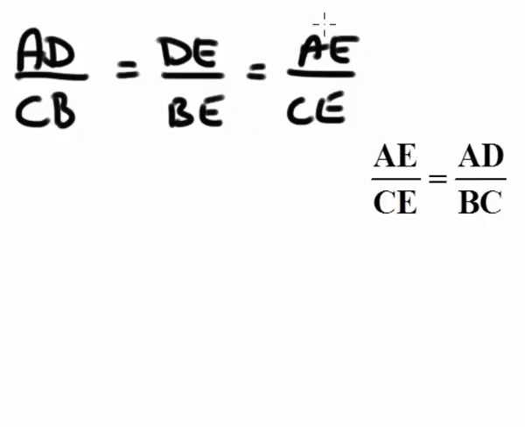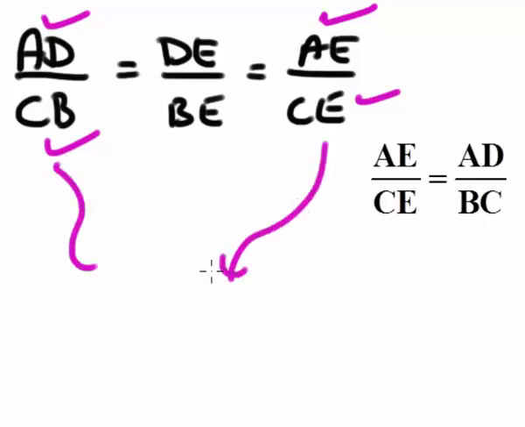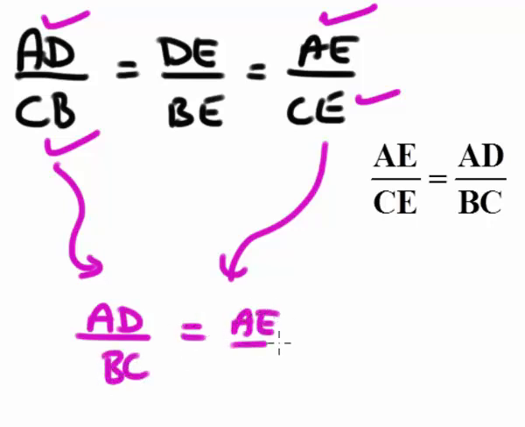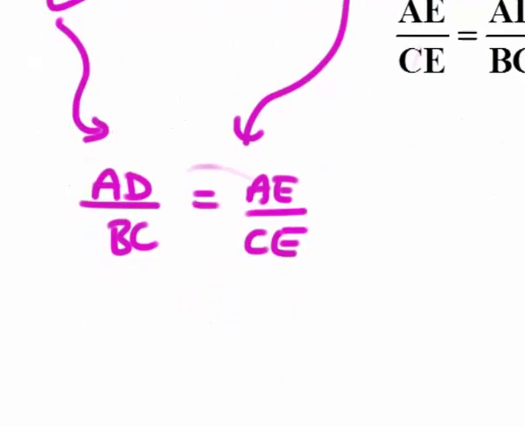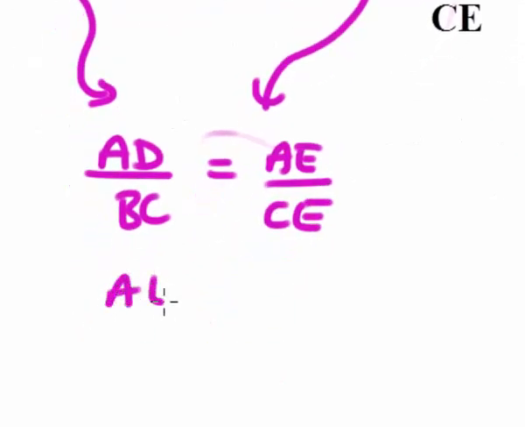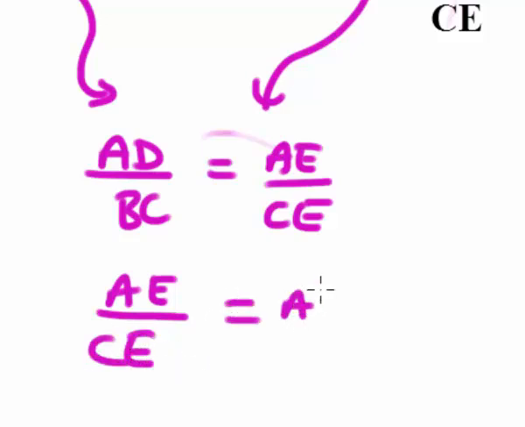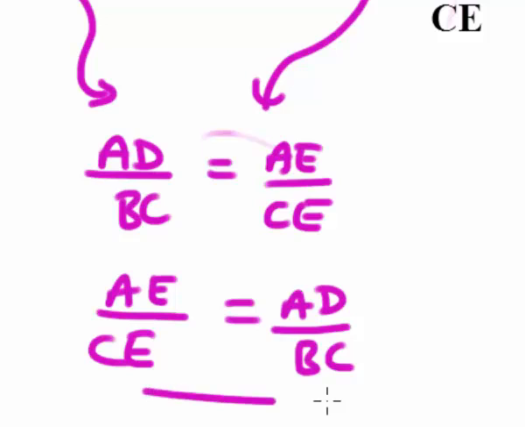Let's go and have a look. AE, does it appear anywhere? There. CE is there, AD is here, and BC is there. Now if you take those out, what a pleasure. You've got AD over BC is equal to AE over CE. And look at that. It's exactly the same as what you want. So you can just swap those around. You can say AE over CE is equal to AD over BC. And there you've got it. There was no need to even worry about cross multiplying, etc.